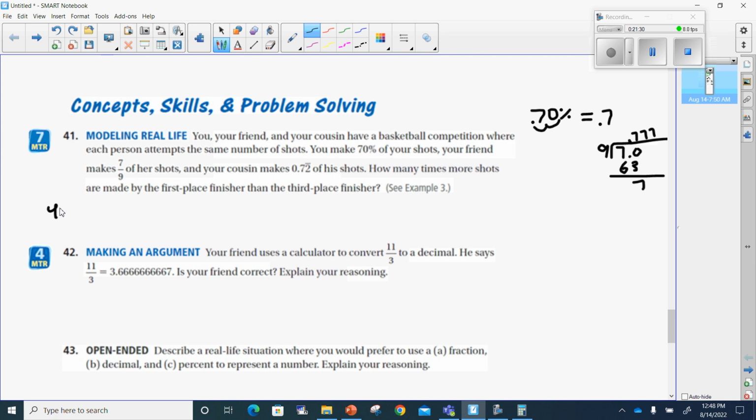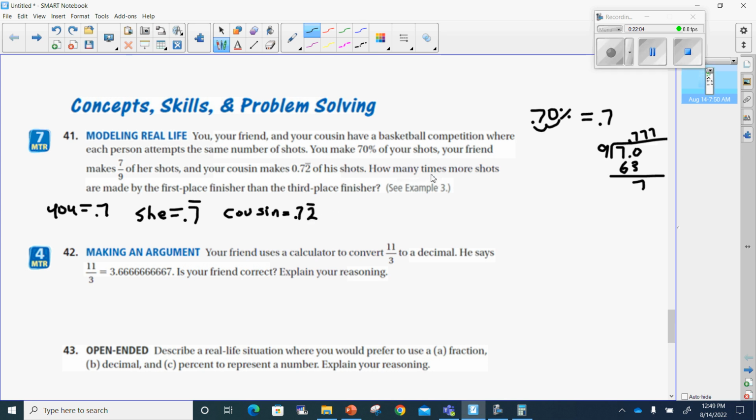This was you, right? So we're going to write this over here. You made 0.7. She, whoever her is, she made 0.7 repeating. And then your cousin, which is obviously a boy, he made 0.72 repeating.